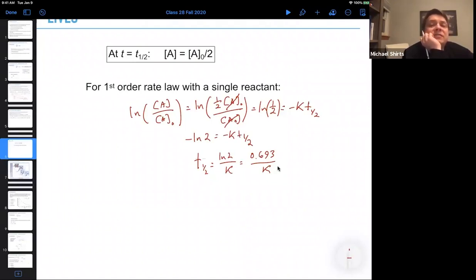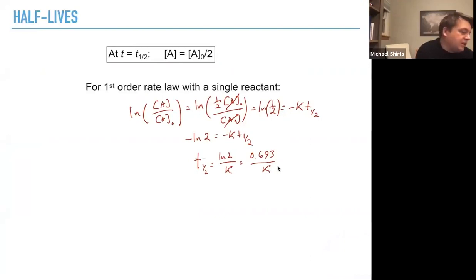Is this a time? Well, the rate constant for a first order reaction is inverse time. So 1 over inverse time is time. This is indeed a time. All right, so let's look and see what that looks like.